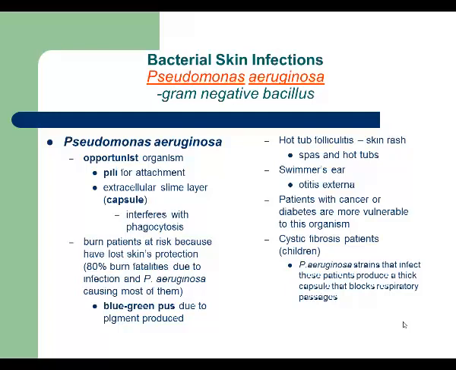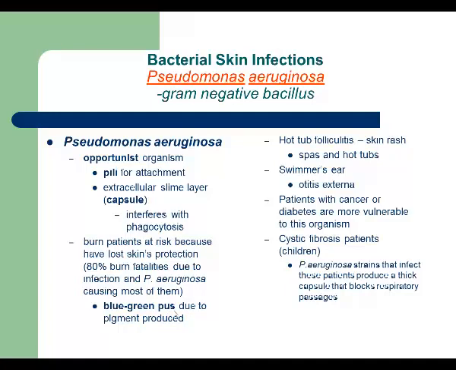So, as I said, it is a gram-negative bacillus. What else do we have to know about it? It has pili for attachment. Why is it so resistant? Because in its structure it has a capsule on the surface. What else do we have to know about it? Pseudomonas aeruginosa has the ability to produce blue-green pigment.